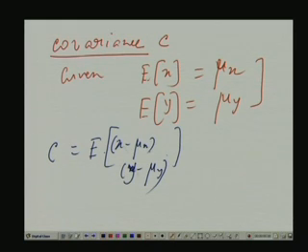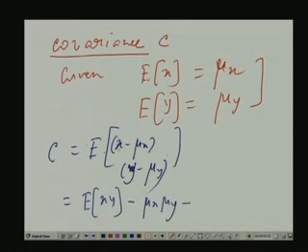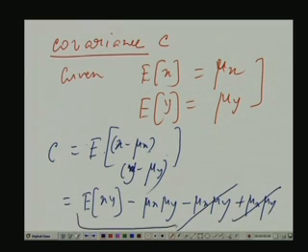Now, if you expand it, multiply, E of x y, and as you know, expectation is a linear operator, you can apply it on each of the terms. x y comes here, then mu x E of y, which is nothing but mu y, minus E of x mu y, but E of x is mu x again. So, mu x mu y, and then minus minus plus mu x mu y, which is a constant. So, expected value of that is itself. This and this cancel, you are left with this.